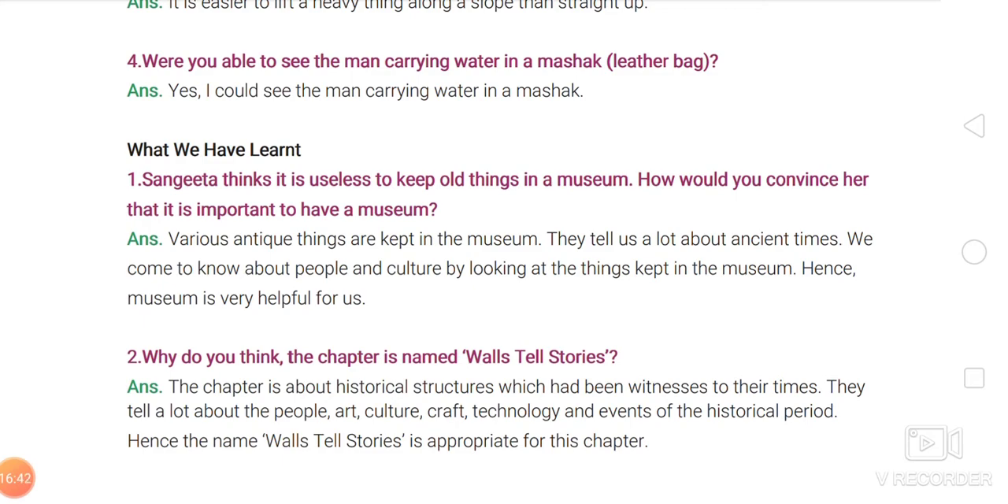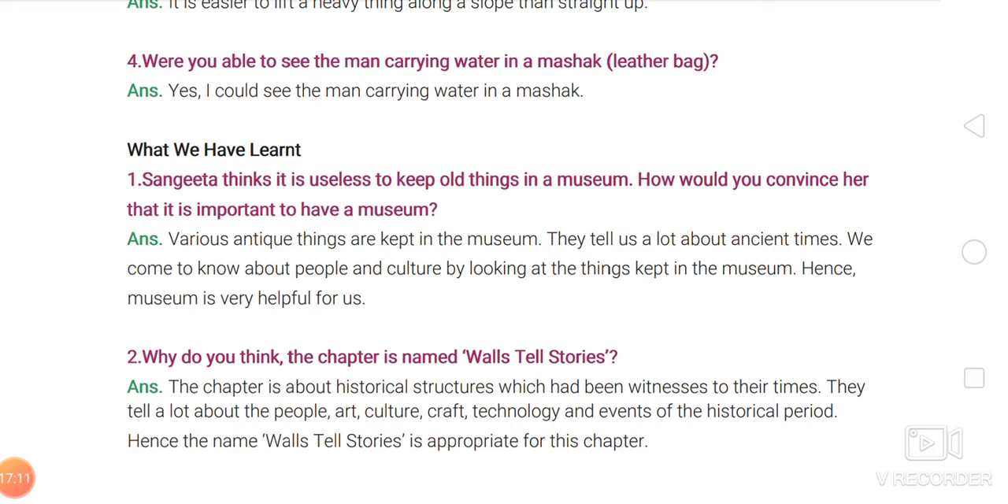What we have learnt. Sangeeta thinks it is useless to keep old things in a museum. How would you convince her that it is important to have a museum? Various antique things are kept in the museum. They tell us a lot about ancient times. We come to know about people and culture by looking at the things kept in the museum. Hence, museum is very helpful for us.